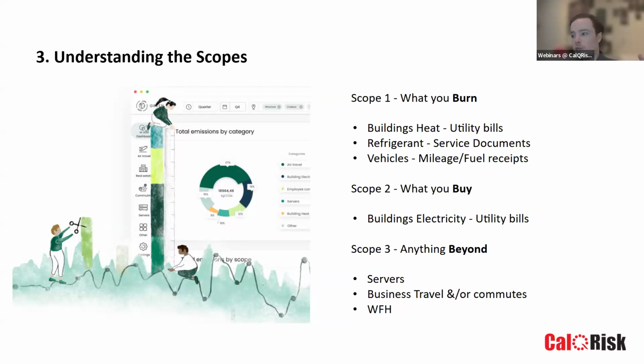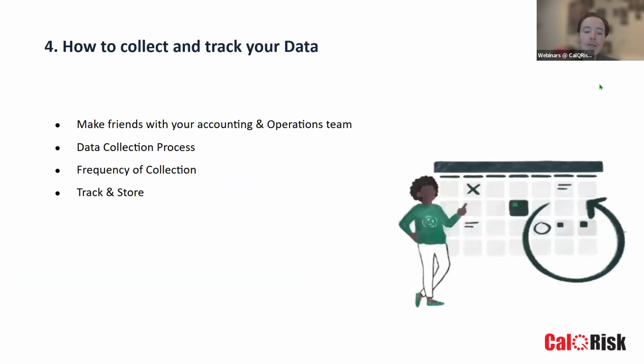So we've kind of gone through the data, where you need to get it, or what sort of the source of the data is, but we haven't really discussed how to actually track it over time and how to collect it. So I suppose I always joke in my demos or my onboarding calls that you should go out and buy a box of chocolates or a bunch of flowers for the accounting and operations team, because you need to make best friends with them, especially if you envisage this being an ongoing task that you're going to be doing.